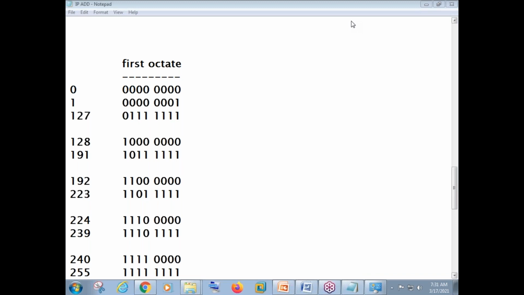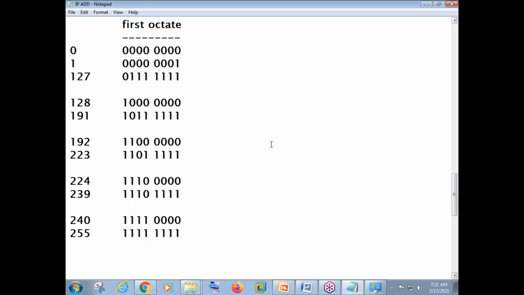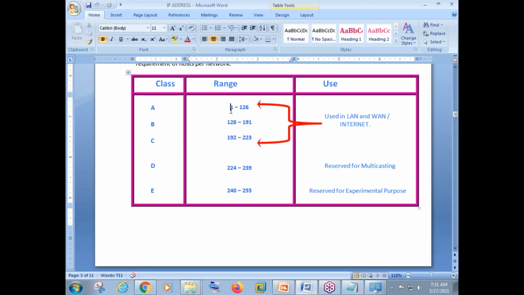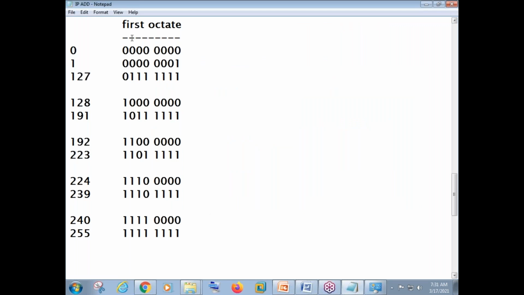Okay, so what was the question from my side? The question was, there are 5 classes here. On what basis have they divided the classes? On what basis have they divided the ranges like this? So the answer here is, in the first octet, on the basis of these common bits, they have divided the ranges.